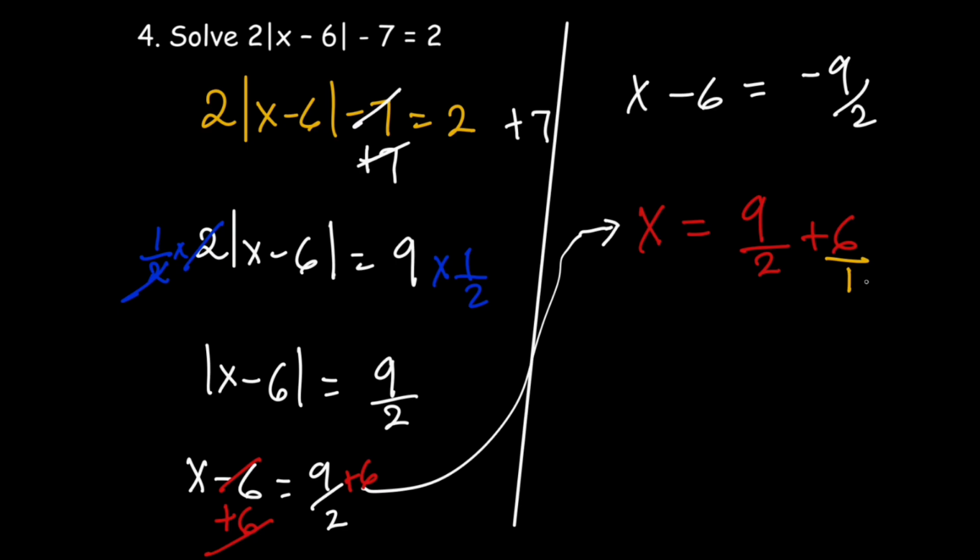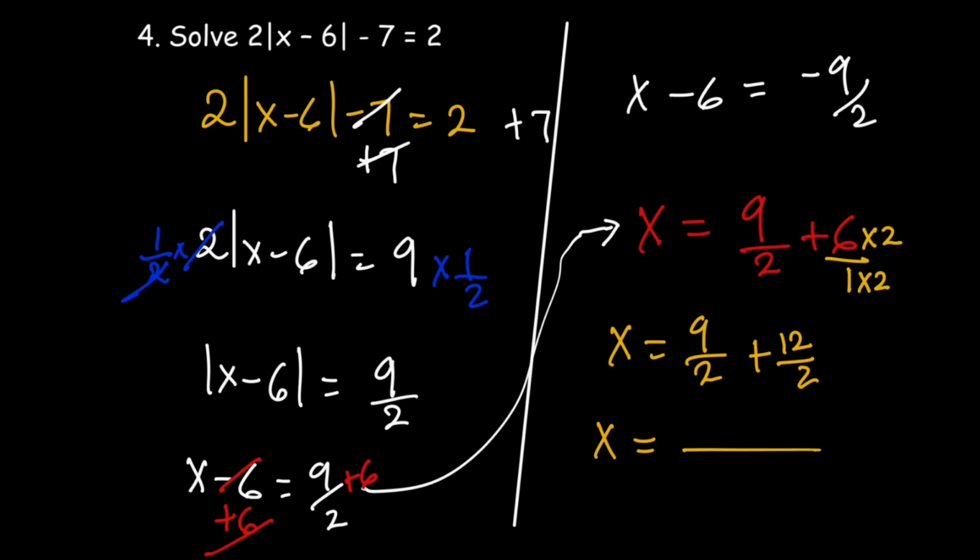So to have a common denominator, I'm going to multiply this by 2 and also multiply the numerator by 2, so that x is equal to 9 divided by 2 plus 6 times 2, which gives us 12, so 12 divided by 2. Now we have a common denominator, so we can combine them. We write one denominator, then sum these two numbers. 9 plus 12 gives us 21, and if we want a decimal value, we get 10.5. So this is the value of x.